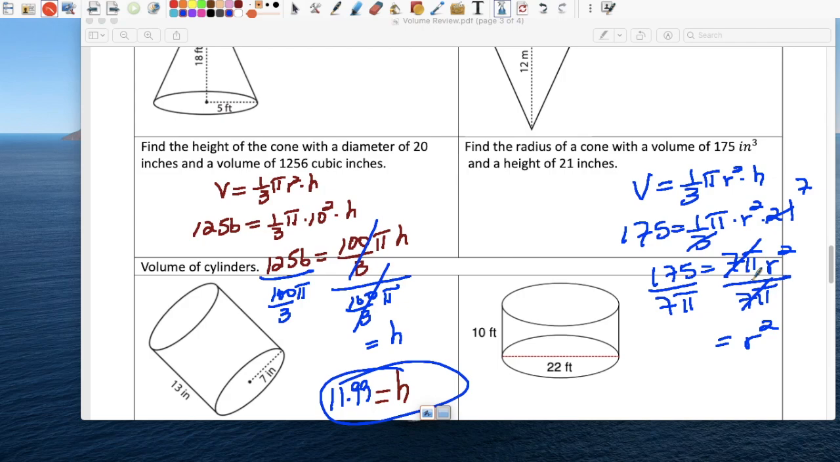175 divided by 7 pi. Rounded, we get 7.96. So the radius squared is 7.96. Take the square root, and we get that r is 2.82.